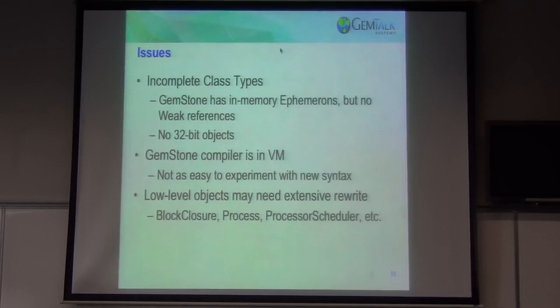There's still a few issues, and there's a lot more details. This is just a little bit of experimenting. There are some things that GemStone just doesn't support. Pharo has 32-bit objects as well as 64-bit objects. Pharo has weak references. GemStone has ephemerons, but not true weak references. And GemStone's compiler is in the virtual machine, so that limits some of the ability to experiment with just editing the compiler, which in many Smalltalks is part of Smalltalk.